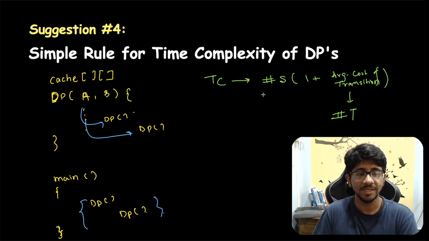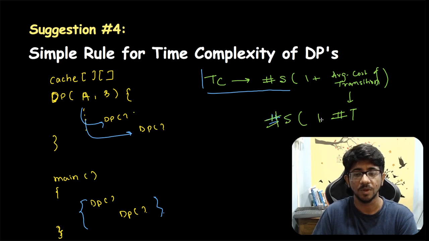Now for calculating the initial time complexity to fill up the whole cache, the simple formula that you can use is this: time complexity is equal to number of states multiplied by (1 plus average cost of transition), okay? And in most cases, this is the number of transitions. So you can take number of S multiplied by (1 plus number of T, number of transitions), okay? This is actually cost, which means if you're checking something and that takes linear time, then that would also be added over here, multiplied in N as such.